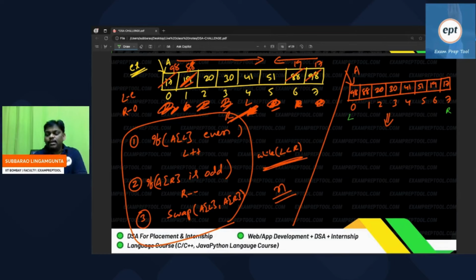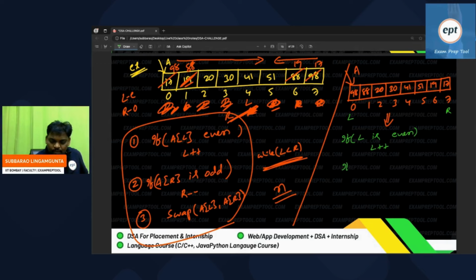Wherever L is, if the position is even, you don't do anything. You will simply increment, right? Because the value is already even. We know very well. So if L is at an odd position, you will stop. Right? So let me write now. If L, meaning position, remember, if L is even, then L plus plus.